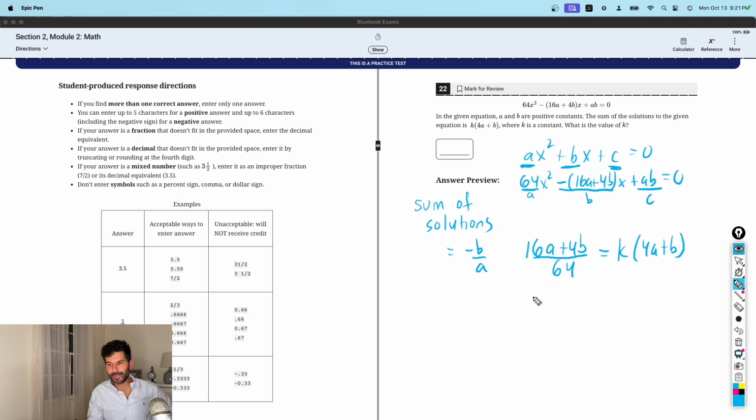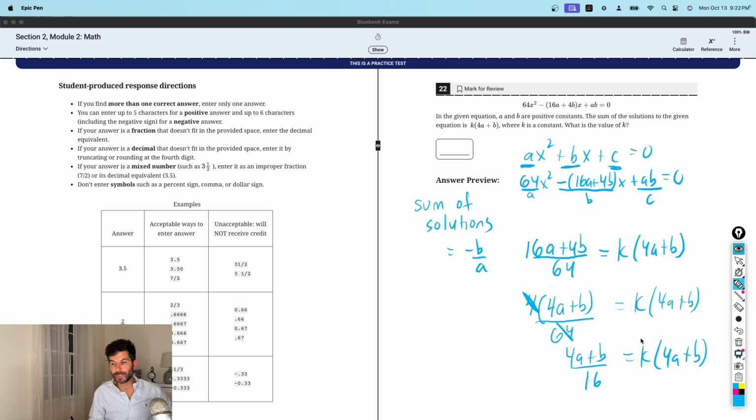So I notice the 16A and the 4 have a greatest common factor of 4. If I pull that 4 out, I'm going to get 4 times 4A plus B over 64, and that's equal to K times 4A plus B. Well, let's simplify the 4 over 64 to 1 over 16. And now I'm getting 4A plus B over 16 equals K times 4A plus B. If I now divide by 4A plus B on both sides, we're going to cancel those out, and my answer is going to be 1 over 16.